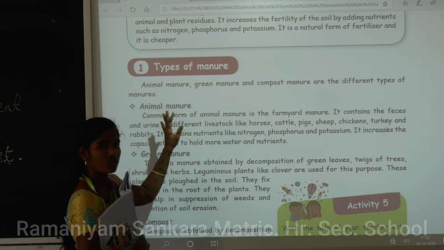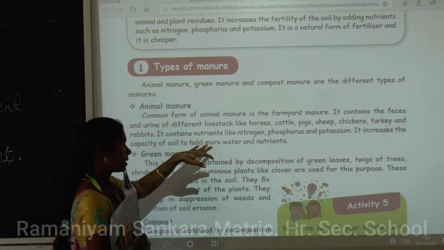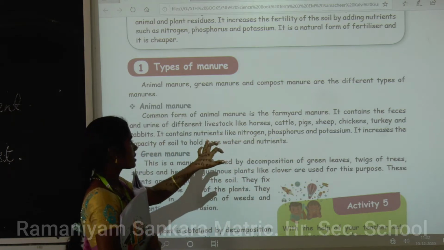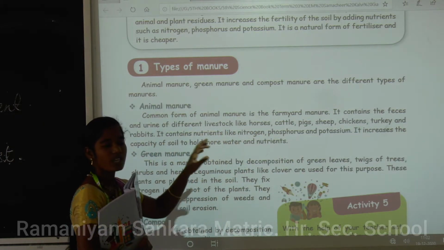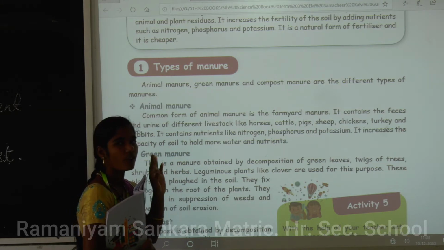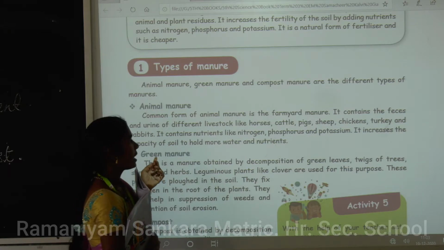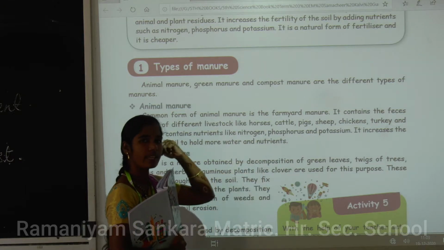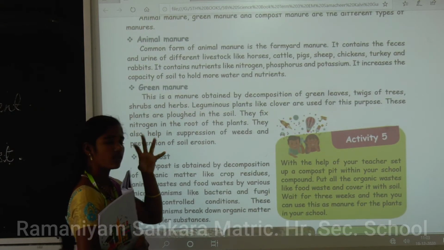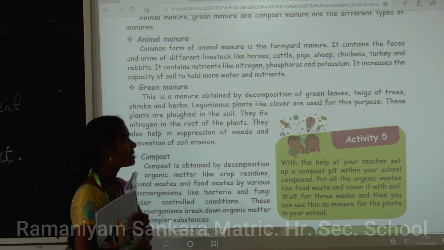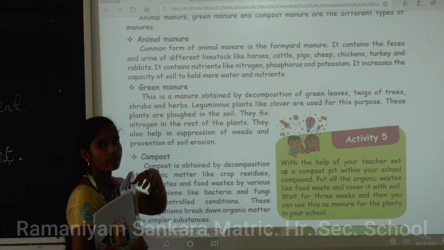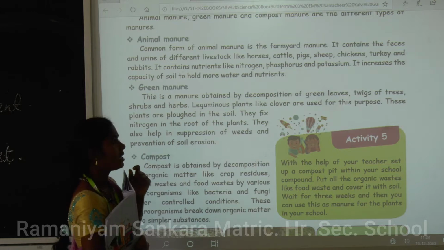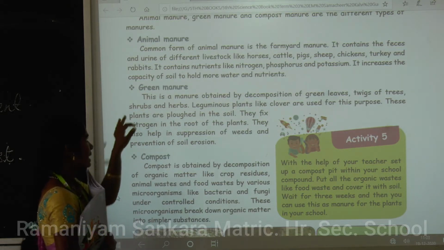It is the best natural fertilizer. It contains nutrients like nitrogen, phosphorus and potassium. I already told you nitrogen, phosphorus and potassium are the macronutrients which are helpful for plant growth. Next, it increases the capacity of the soil to hold more water and nutrients. During the rainy time it helps the soil absorb and hold more water. It increases that capacity, and also for nutrients.